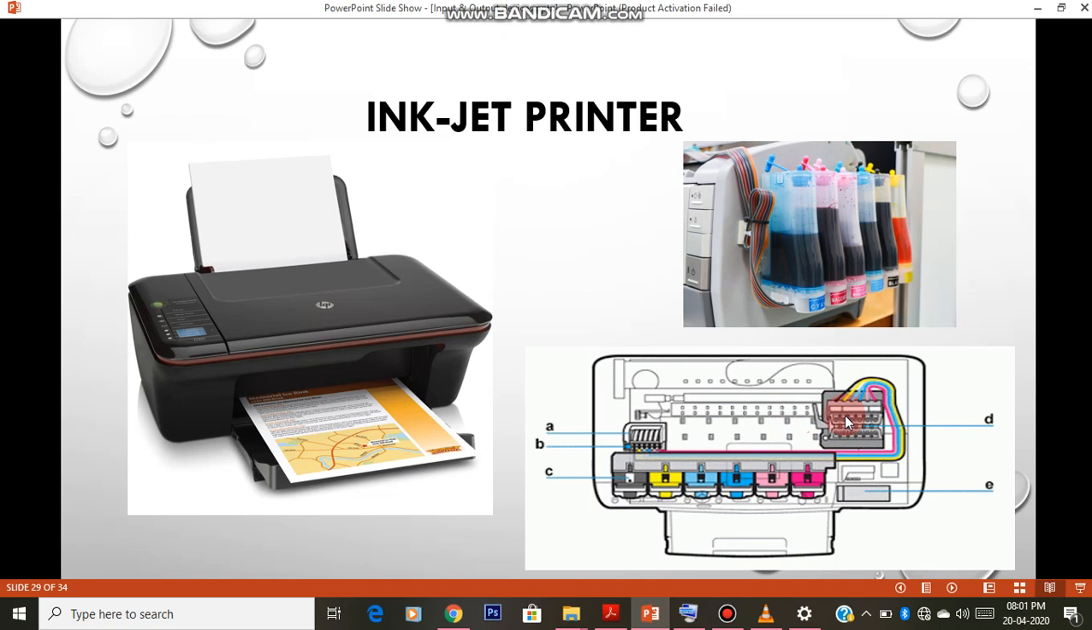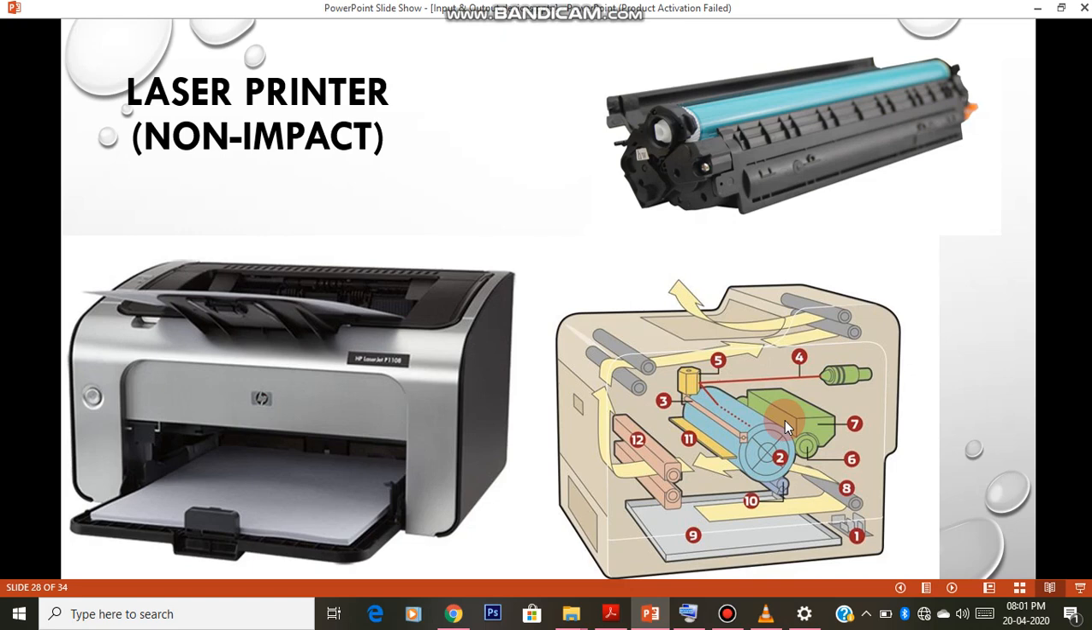This is not directly touching the paper, so this is also one of the examples of a non-impact printer. Here also it is not touching, as we used a laser. Here the laser was not touching the paper directly. Using a mirror, it reflects the laser onto the drum, and that will be printed on the paper directly. It's not touching the paper. So that is also an example of non-impact.